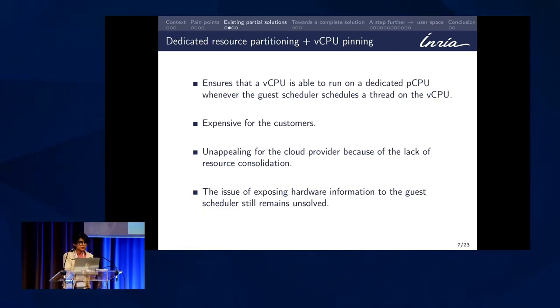For example, the very first and obvious thing is to not use oversubscription, have dedicated resource partitioning, and pin all your vCPUs to pCPUs. You get rid of one level of scheduler essentially, and a lot of the pain points that I described simply just go away. But at the same time, it's going to be expensive for you as a customer, and not very appealing for the cloud providers because it goes against the whole resource consolidation goal that providers have. And most importantly, the ambitious part of having as good performance as bare metal, that portion is still missing because we are not really good by pinning and resource partitioning, we are still missing on the hardware information in the guest scheduler.